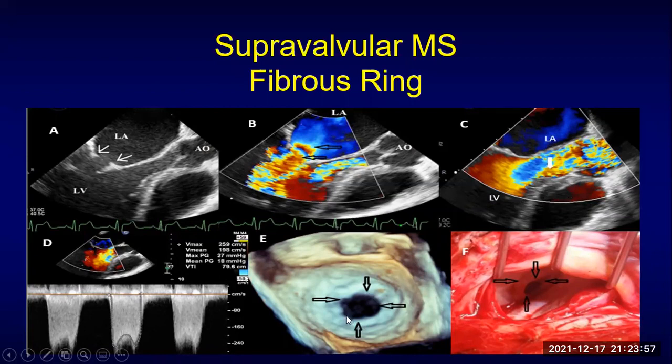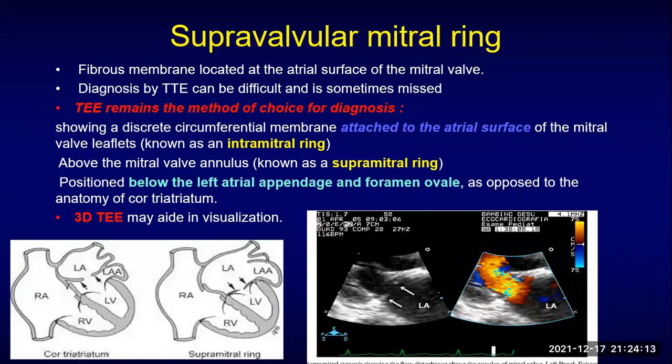Okay, and here 3D echo can give us a more important view of this fibrous ring. Okay, and of course, the mitral valve gradient, which is very high in this case. Okay, so the supravalvular mitral ring is a fibrous membrane located at the atrial surface of the mitral valve. It is difficult to see on transthoracic echo. Transesophageal echo remains the method of choice for this diagnosis.